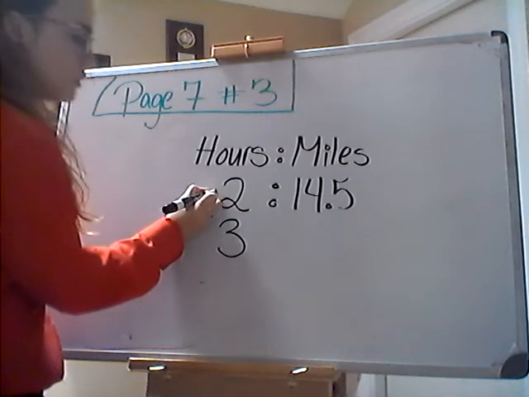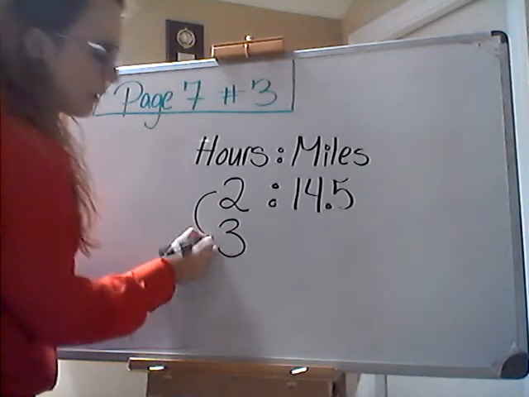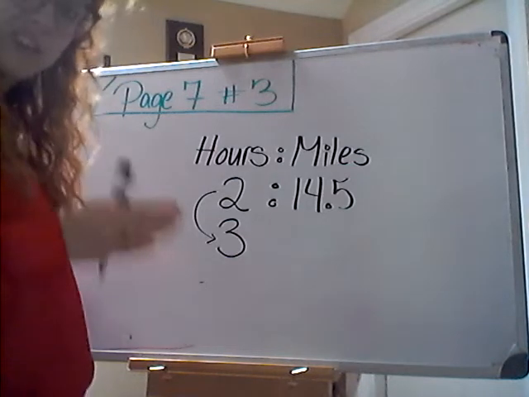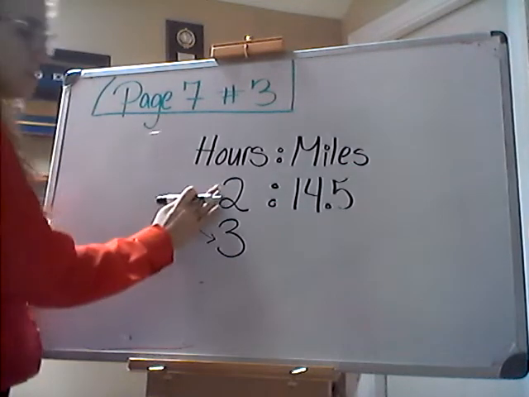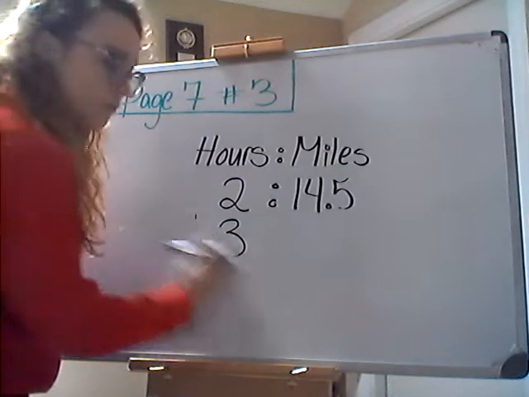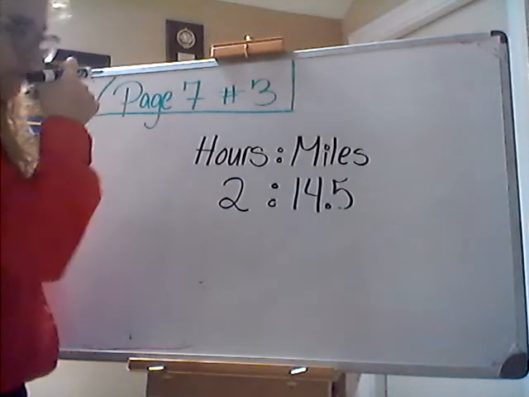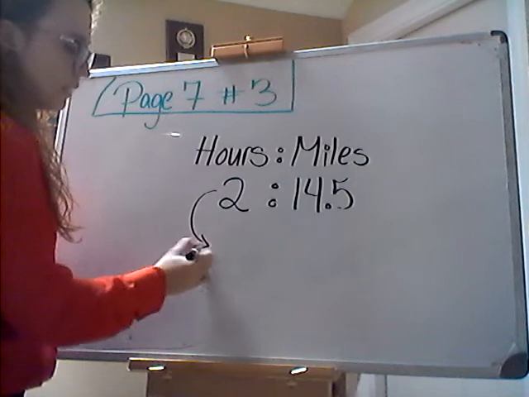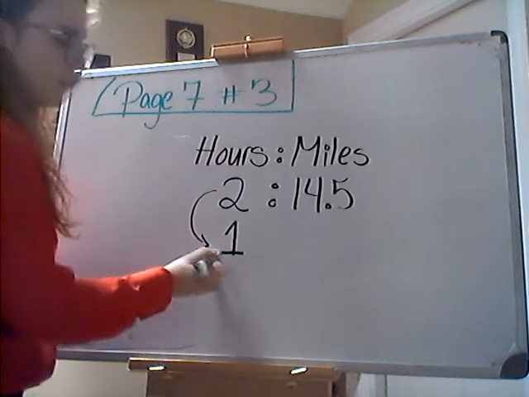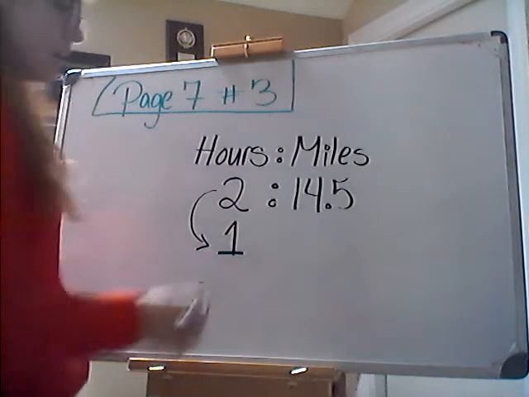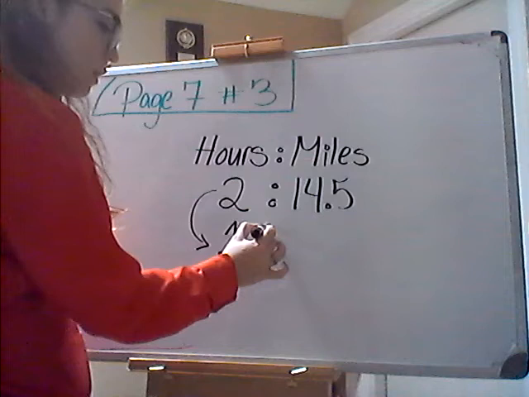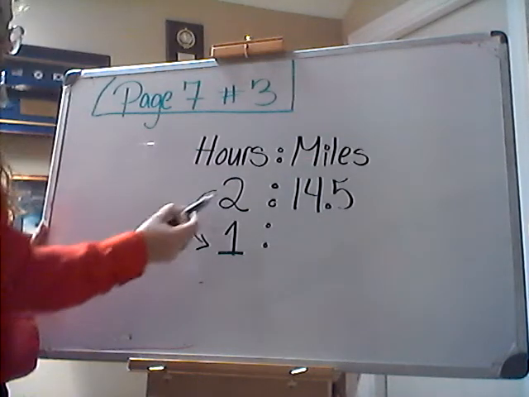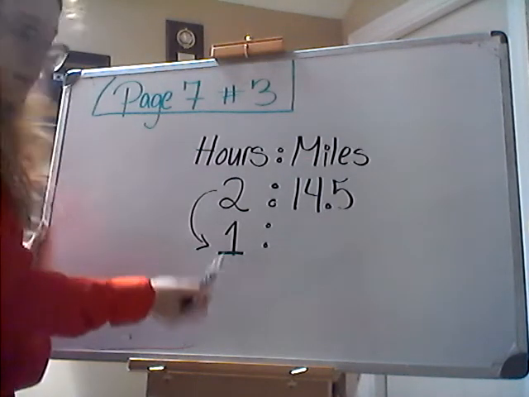We would have to multiply or divide 2 by something to get the number 3, and that's not the easiest thing to do. So instead of just going straight for the answer, our first step is to figure out how many miles she can go in 1 hour. We're going to find her rate, her speed, how many miles she can run per hour. So instead of going to 3, we're going to go to 1.